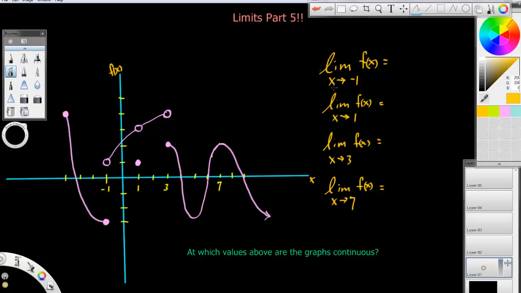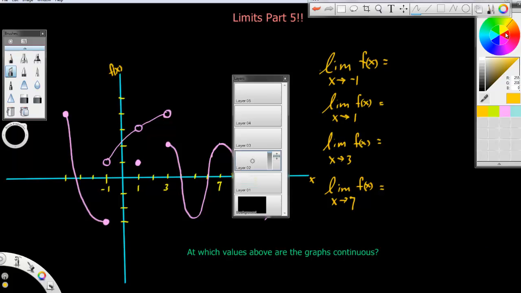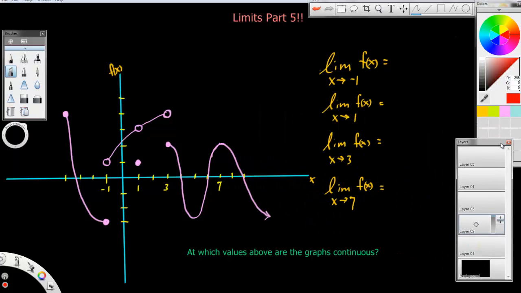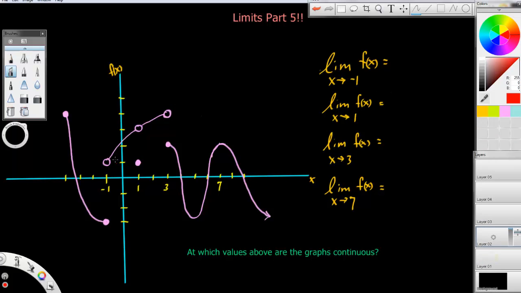So the limit of f of x as x approaches negative 1. Okay, let me get on a different layer so I can write all over this thing as I need to in bright red. All right, so at negative 1, which is right here, as x approaches negative 1 from the left direction, it's going to come down this graph and approach negative 3. If this question looked like x approaching negative 1 from the negative direction, the answer would be negative 3. But that is not what it is asking.